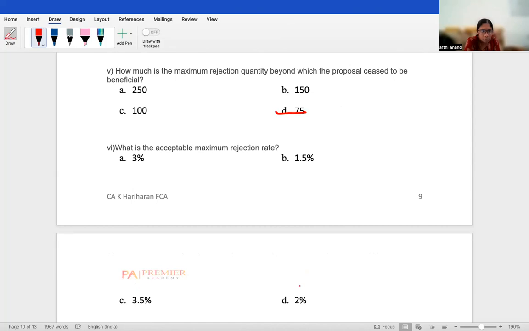1.5%. Maximum rejection rate. Not incremental, maximum rejection rate. 3.5. How come 3.5? Hmm. 3.5 is the correct answer. How come?